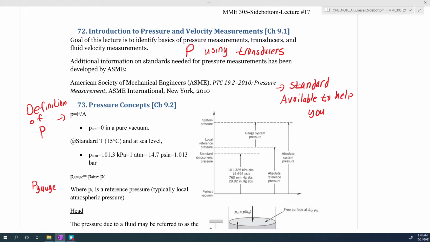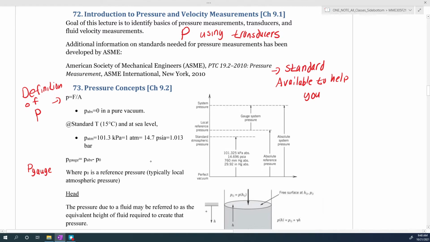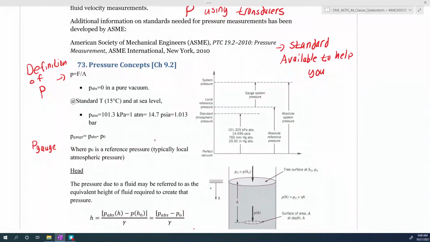We're going to go through some basics of pressure measurement concepts and different instruments that are used to measure pressure over the next series of videos. So first we're going to do some simple definitions and define some common pressures that you should be aware of. First, the definition of pressure. Pressure is defined as an applied force over a given area.